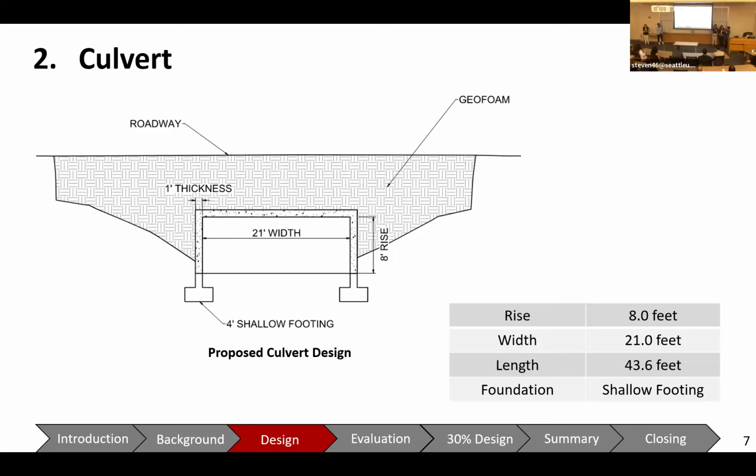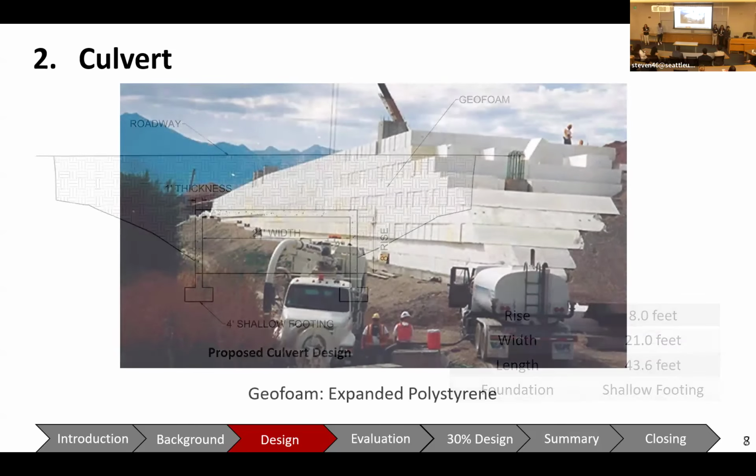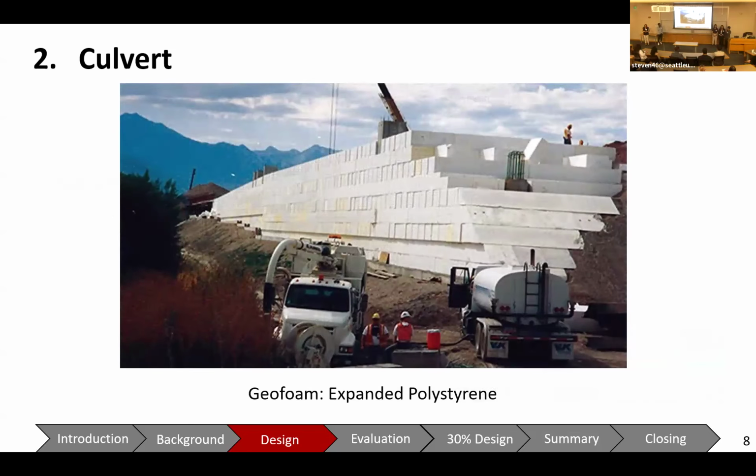So with this in mind, we designed the culvert with a rise of 8 feet, a width of 21 feet, and a length of 43.6 feet. Our hope with these dimensions is that it would allow inspectors to access the culvert easily and do their job efficiently. Additionally, we propose to use shallow footing as the foundation that will extend through the length of the culvert. Initially, we considered using structural fill as the material above the culvert. However, this yielded a 9.5 foot footing width. So instead, we proposed to use geofoam, which is an expanded polystyrene with a much lower unit weight. This would reduce the load on the footing and yield a 4 feet wide footing width.